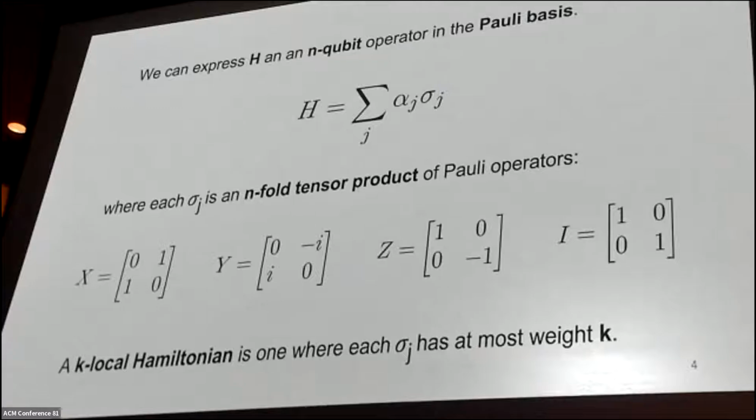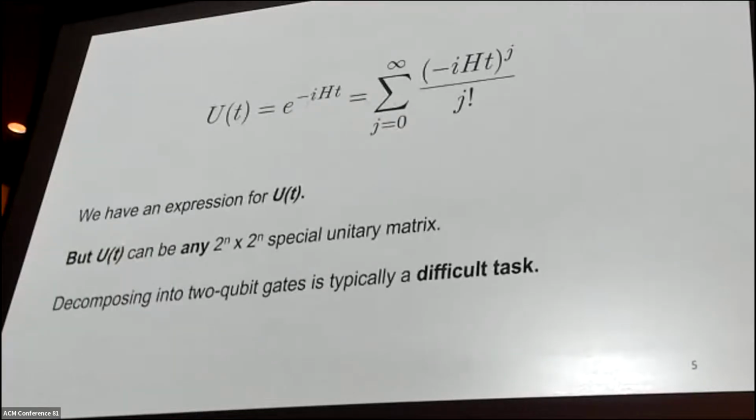So we're going to study the simulation of Hamiltonians represented in a Pauli basis, which are k-local. k-local means that the Hamiltonian has terms in it where every Pauli operator has a weight at most k. By weight, I simply mean the number of qubits on which the operator acts non-trivially. So for example, an operator X, Y, identity would have weight 2 because it's only operating on 2 qubits.